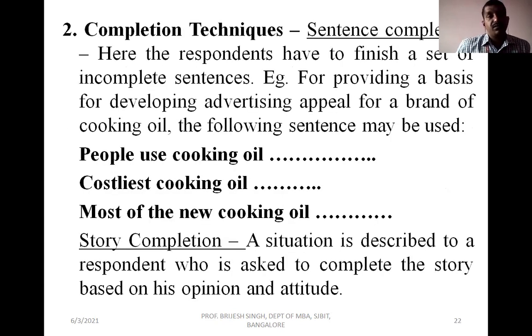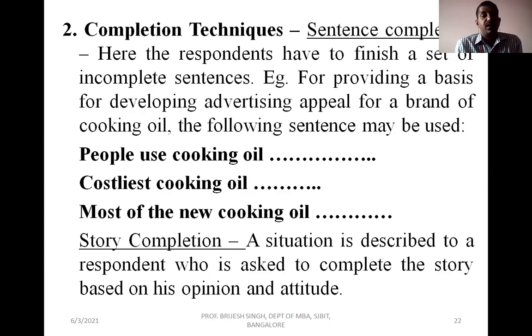The second one is what we call completion techniques, something like the sentence completion technique. Here the respondents have to finish a set of incomplete sentences, which provide a basis for developing an advertising appeal for a brand of cooking oil.